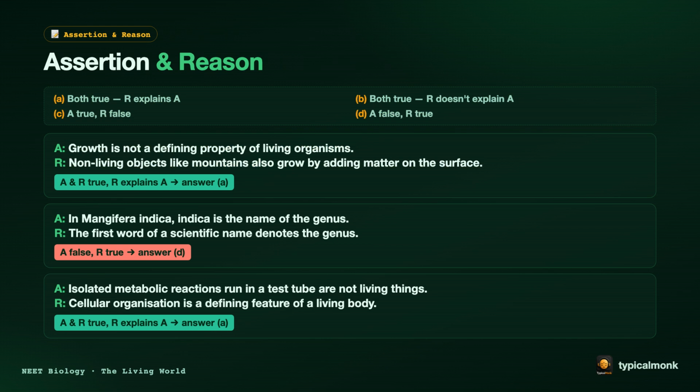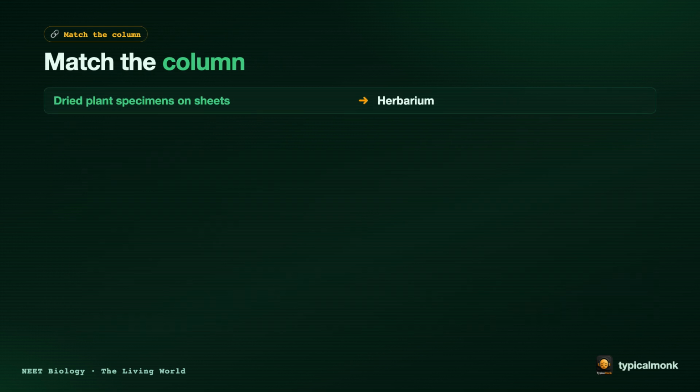Assertion: isolated metabolic reactions run in a test tube are not living things. Reason: cellular organization is a defining feature of a living body. Both are true, and the reason explains the assertion. The answer is A.